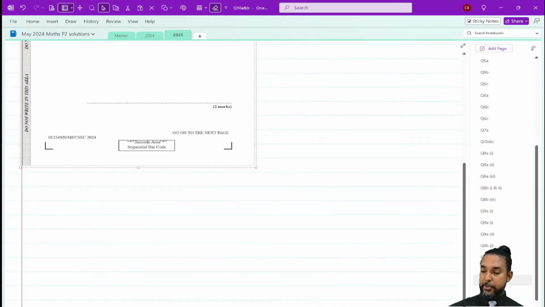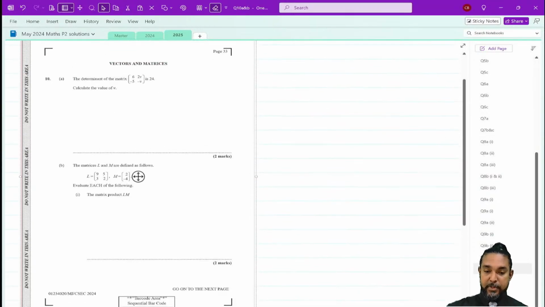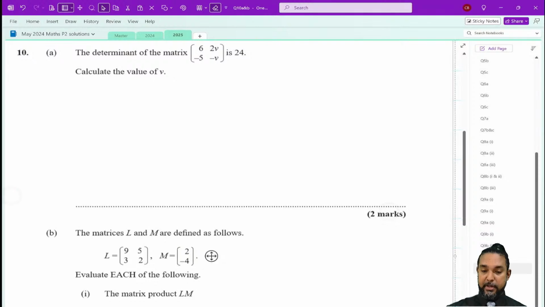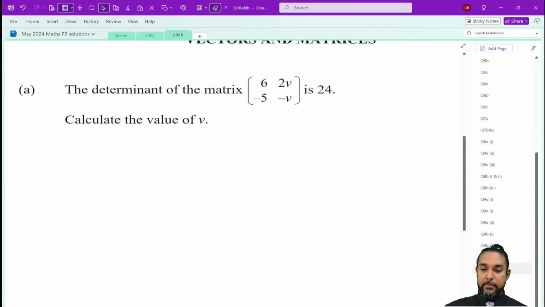So we're on to the last question on the paper. What I'll do is zoom in and give you guys a couple of minutes to try it out. Let's zoom in. We'll do it one at a time.